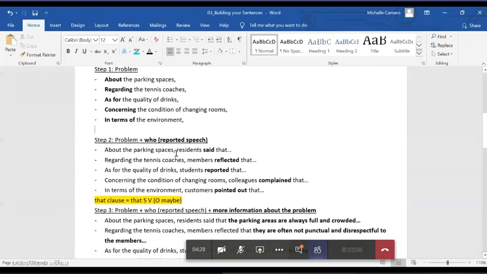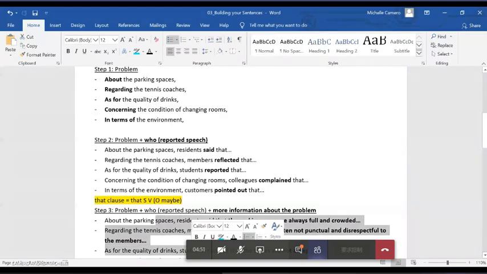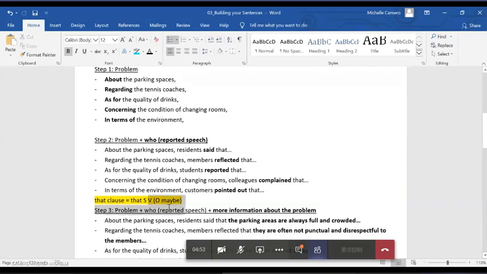Then after the comma, you can say the group of people who complained and then use reported speech, such as said that, reflected that, reported that. Notice all of these end with the word that, okay? And so that's what I put here. Once you have the word that, you're creating a that clause. And so because you have a that clause, it requires a subject and a verb and maybe an object. So in the next part of your sentence, you're going to need SVO down here. Okay, so that's step 2.